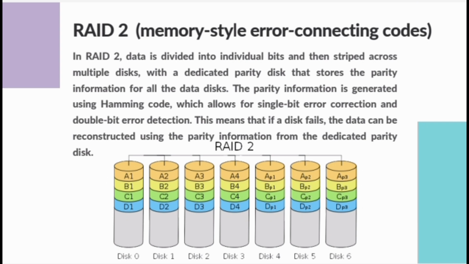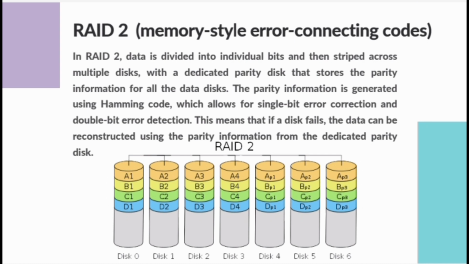In RAID 2, data is divided into individual bits and then striped across multiple disks with a dedicated parity disk that stores the parity information for all the data disks. The parity information is generated using Hamming code, which allows for single bit error correction and double bit error detection. This means that if a disk fails, the data can be reconstructed using the parity information from the dedicated parity disk.